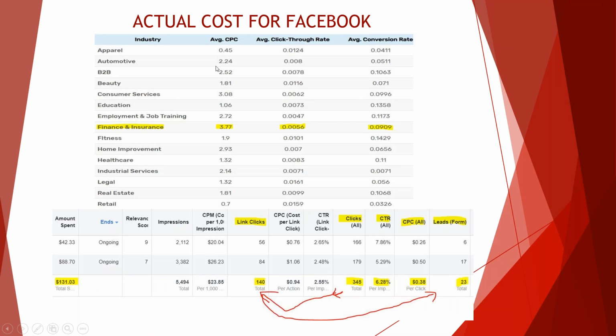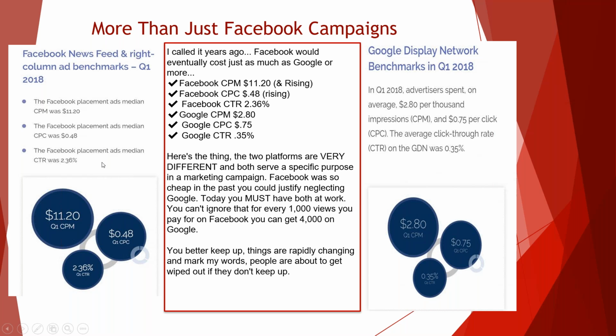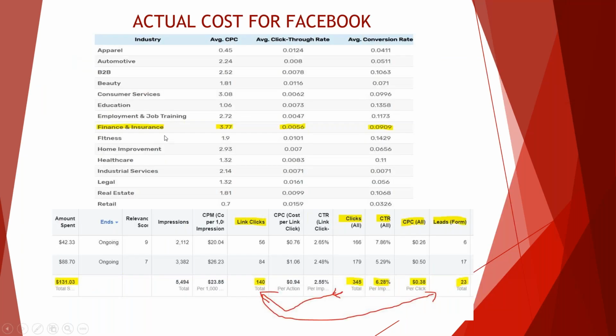So the actual cost of Facebook, you're looking at an average cost per click. This is by industry. So the previous slide was overall, just generally speaking for Facebook. This is in the insurance industry. Insurance is actually the most expensive industry to advertise in. You can see the average cost per click is $3.77 for the insurance industry. The average click-through rate is 0.0056 and the average conversion rate is 0.09, right? So 9% and 5%.